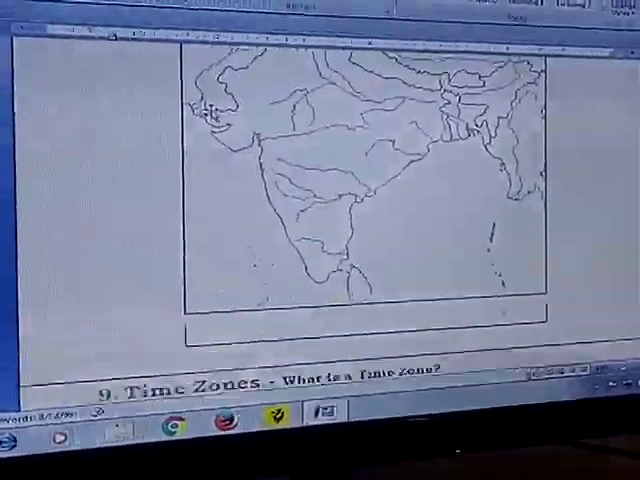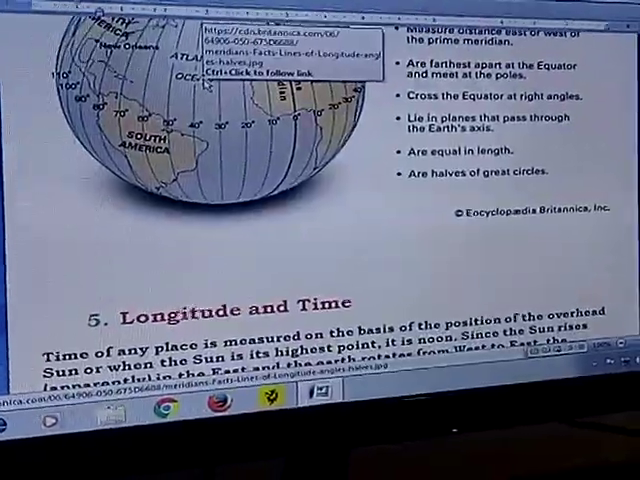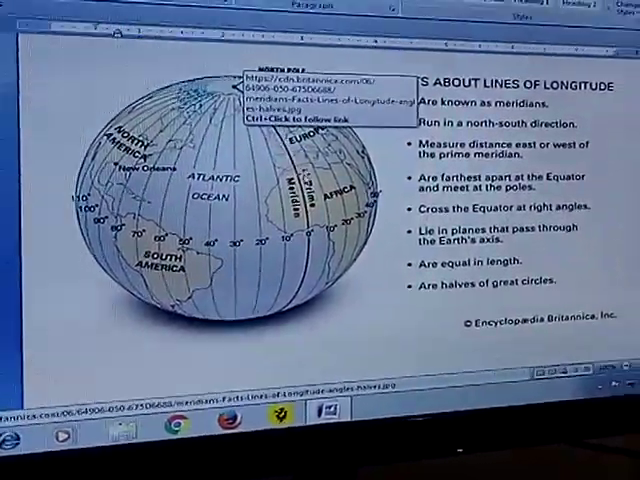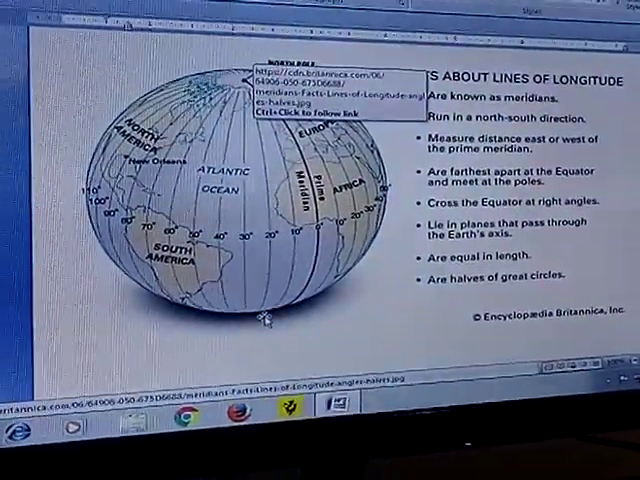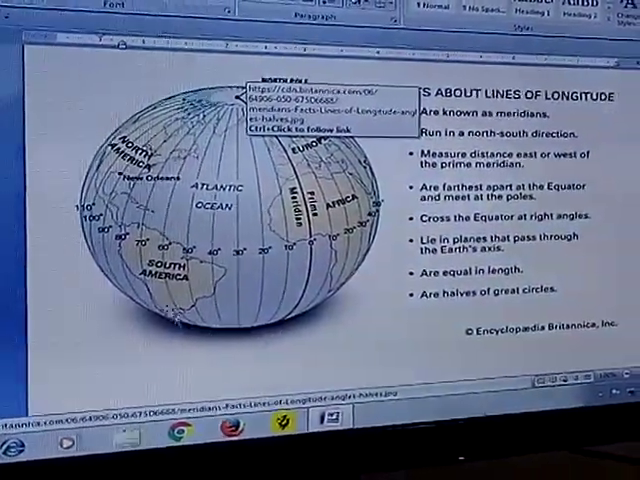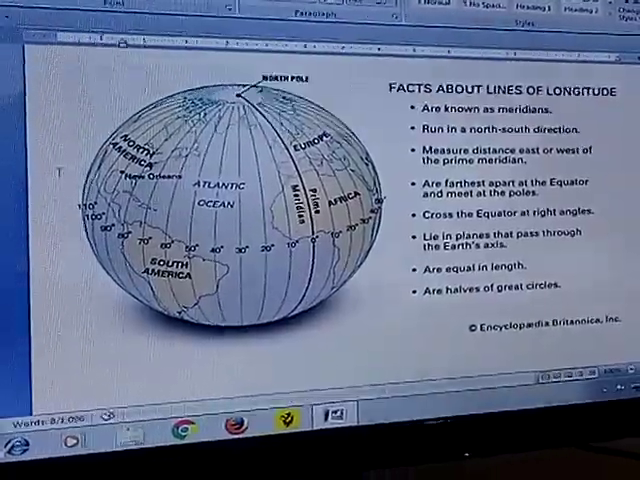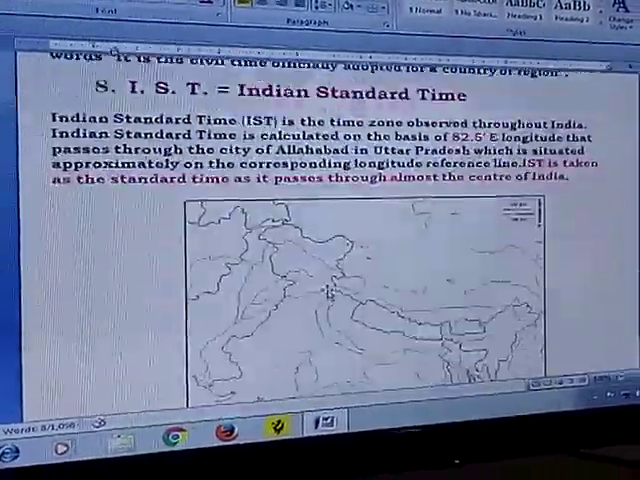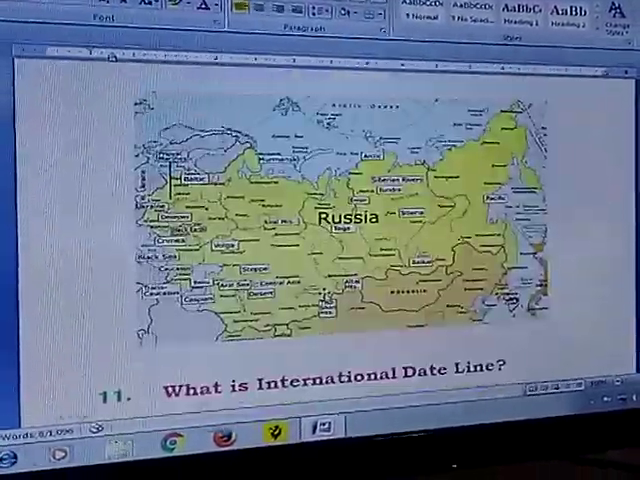You can see that longitudes are here. Longitudes are a half circle on this side and the other half circle on the other side. Together they make a complete circle. So all the longitudes are part of the great circle.